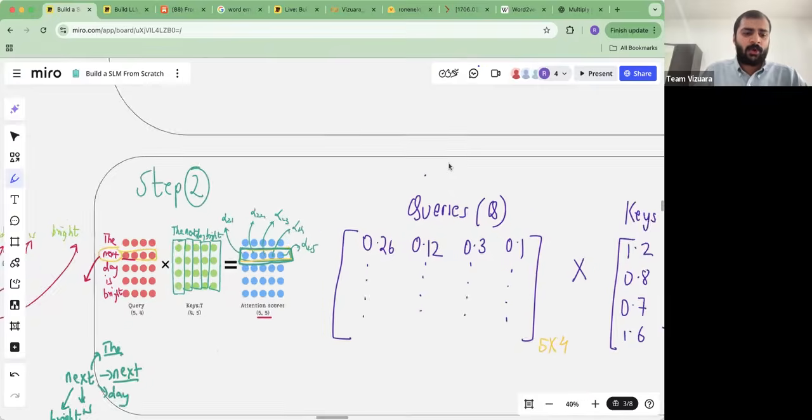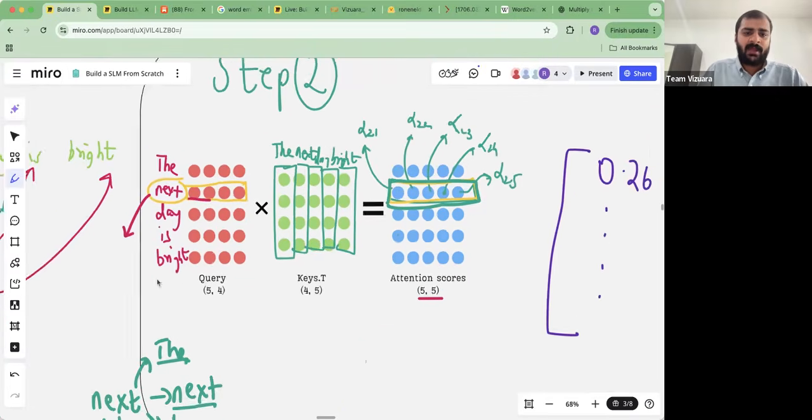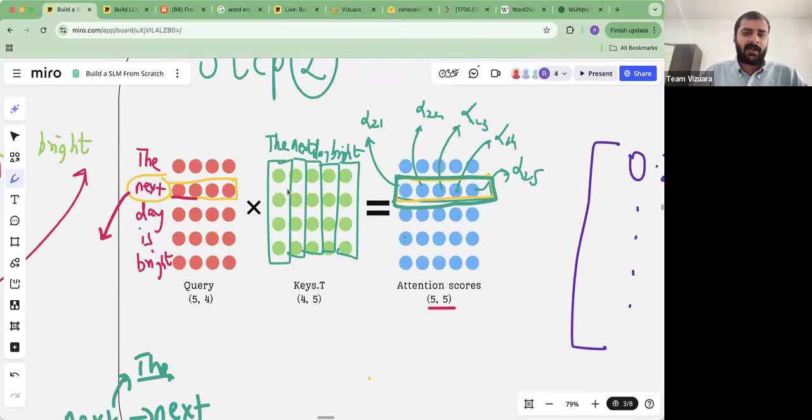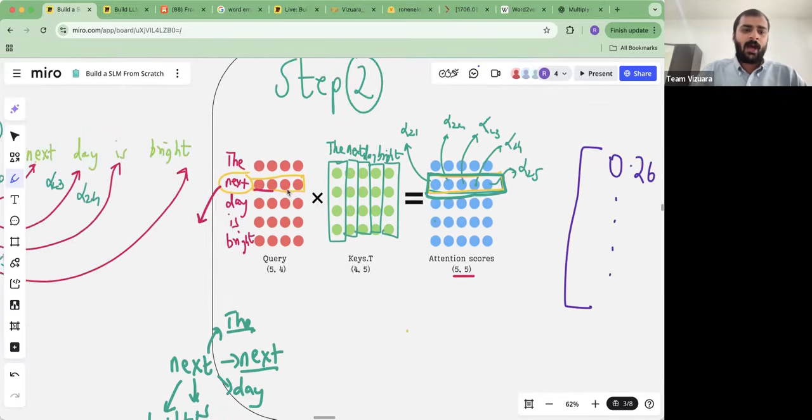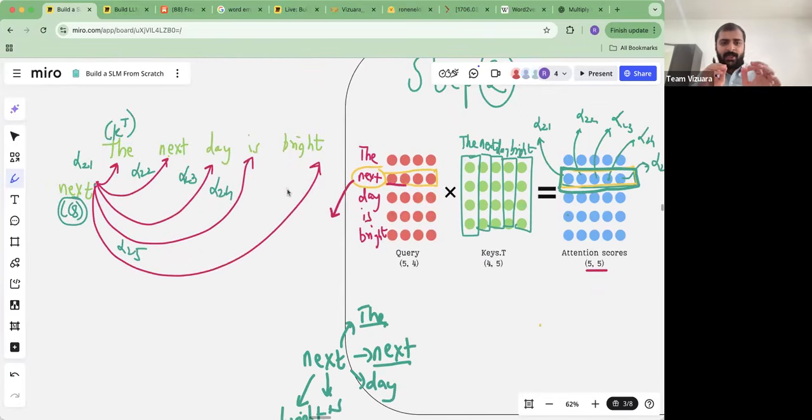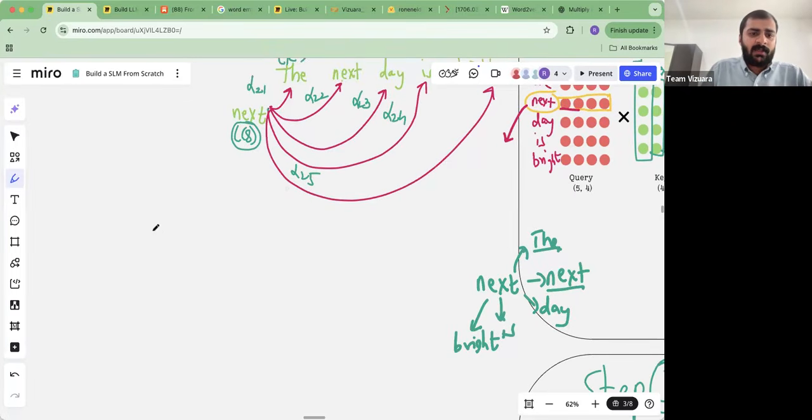So now what I want to do is that I have this query and I have the keys vector, and I want to get how much attention should exist between different tokens. So let's say, the next day is bright.